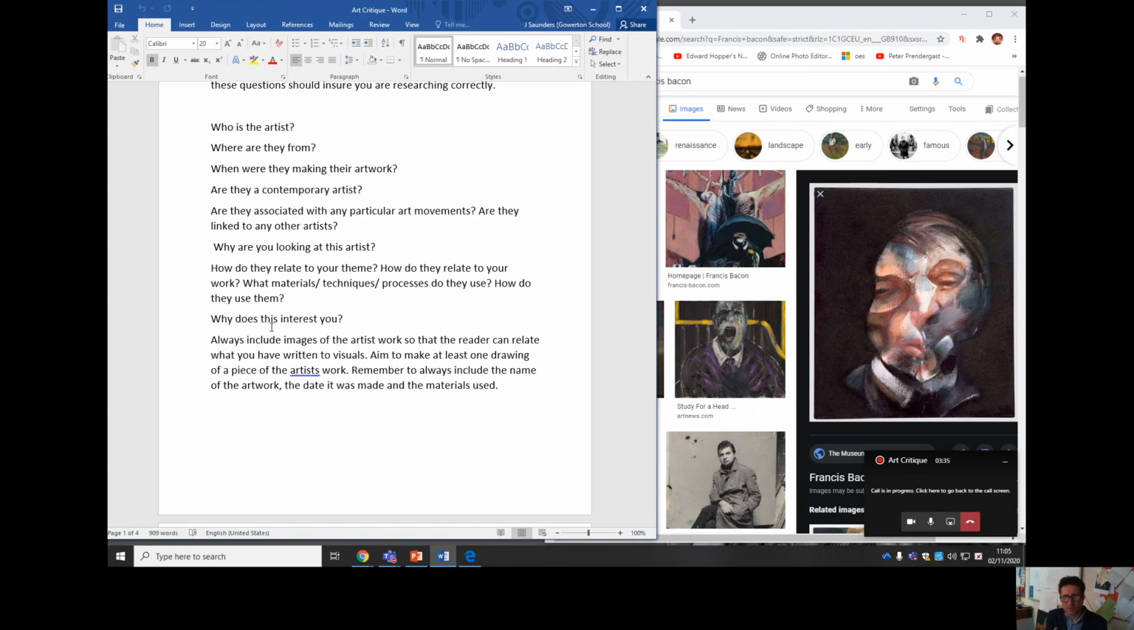When you're setting this up and you're talking about the artist's work, try and include a picture of the piece of work you're looking at next to the text. It's easy for the reader to cross-reference and go, oh, you were talking about Francis Bacon's picture of the Pope. That's the image you're talking about at the time. It's right next to it. So it's easy for the reader to understand what you're talking about and why.